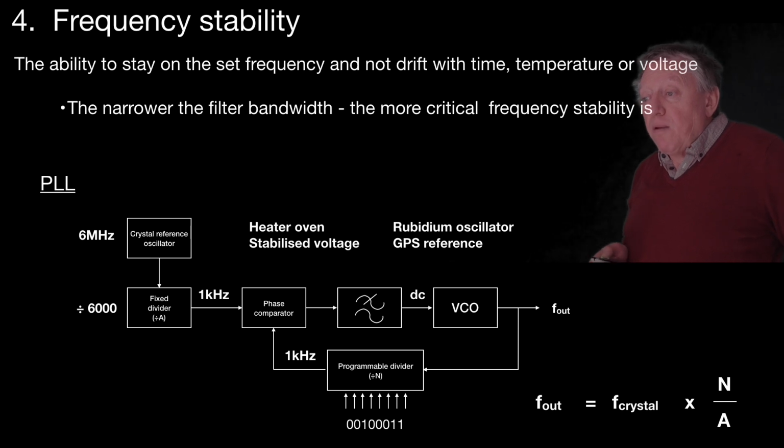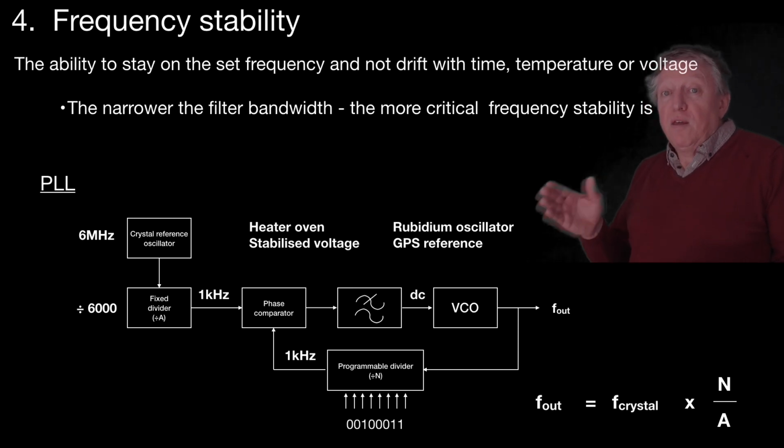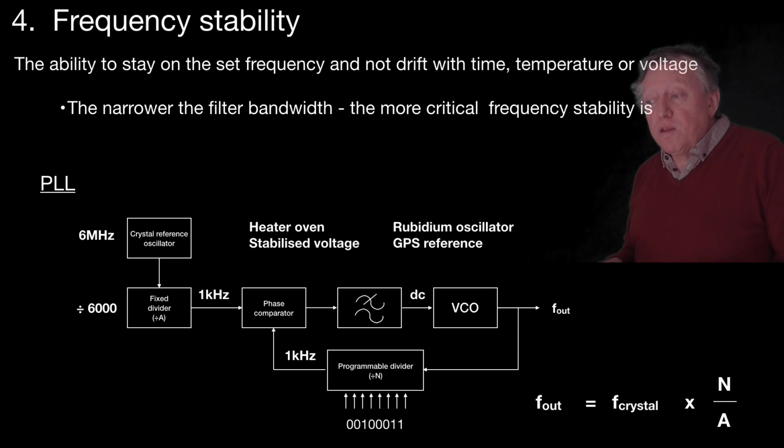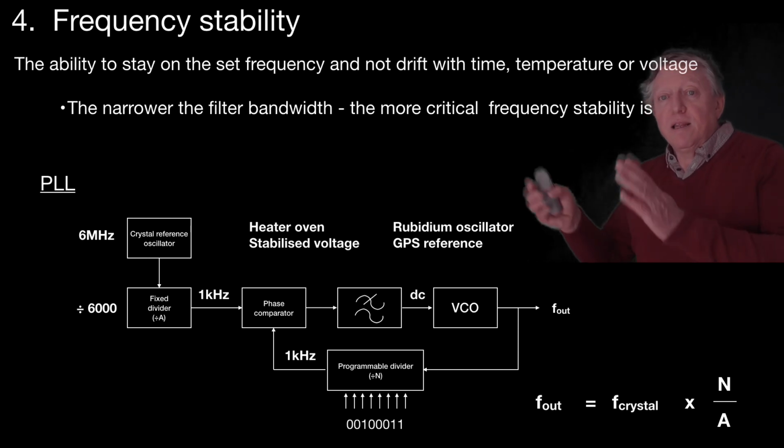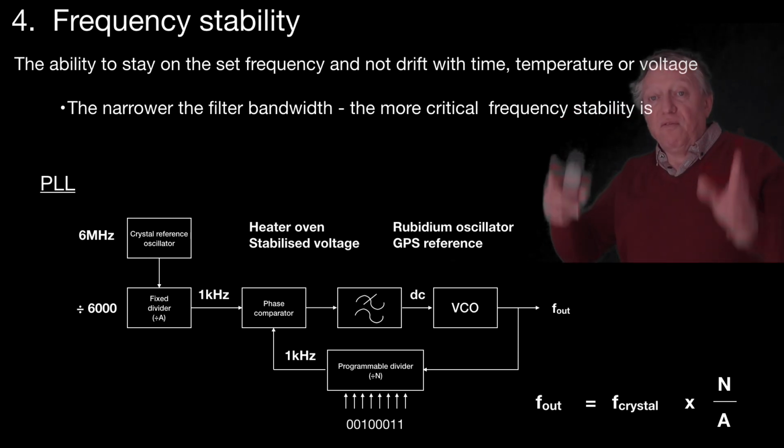The narrower the filter bandwidth, the more critical frequency stability is. So if the crystal starts to drift off on a receiver, then you'll lose the signal as the translated signal tracks past the skirts of the very sharp filter.